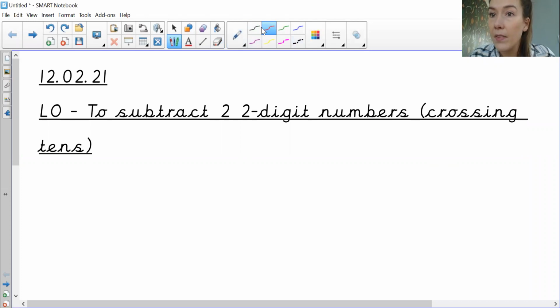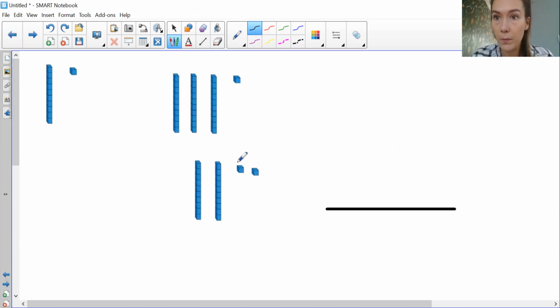Today we are going to be looking at subtracting two-digit numbers, but we are going to be crossing a tens boundary. Still doing the column method. However, it will become clear in a sec what I mean by crossing those tens. So let's have a look.